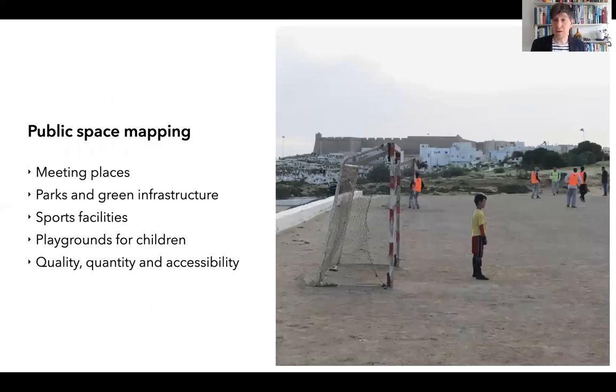We will now look at some public space mapping examples. You can do mapping of meeting places, of parks and the green infrastructure of a city. You can map the playgrounds for children, but you could also map quality, quantity, and accessibility.